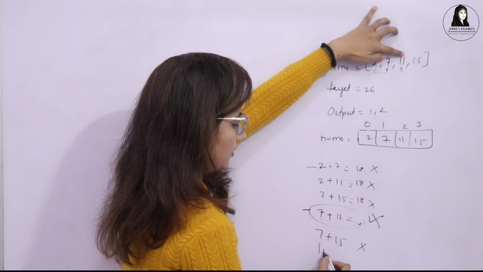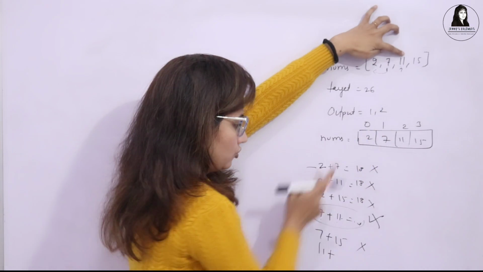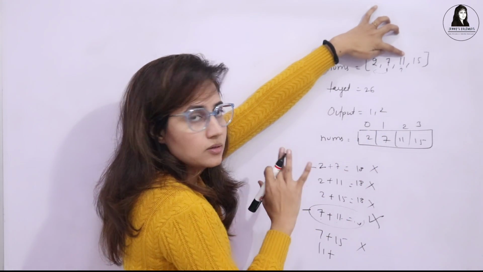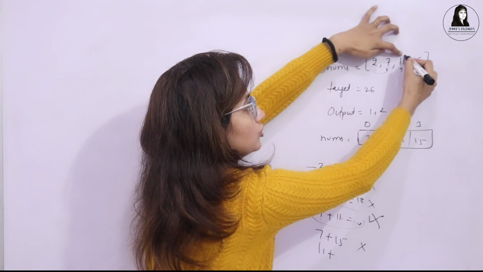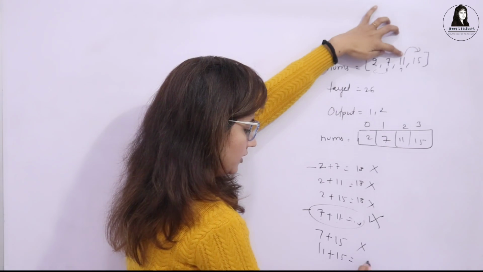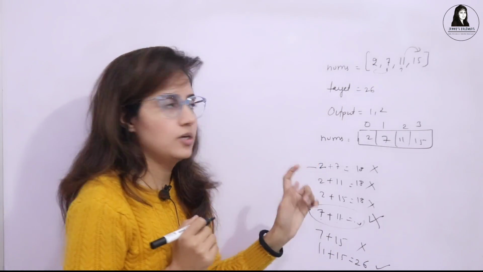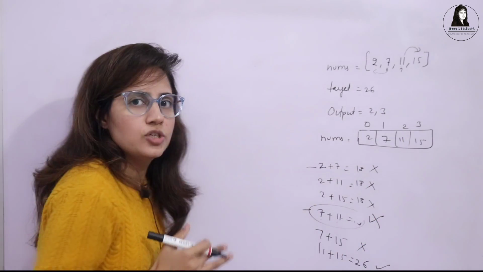Then we check 11 plus, no need to check 11 plus 7, 11 plus 2, because 7 plus 11 we have done. Going back is not necessary because both are the same. So just do it with the next element. 11 plus 15, is this 26? Yes. So this index it will return. So now the index would be 2 and 3. So this you need to check.